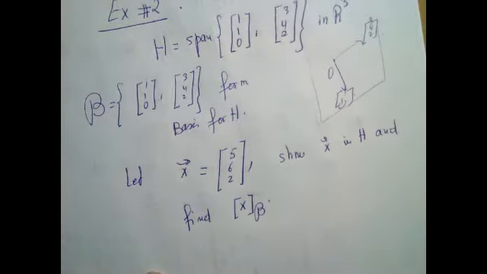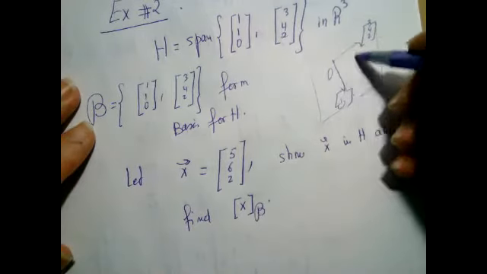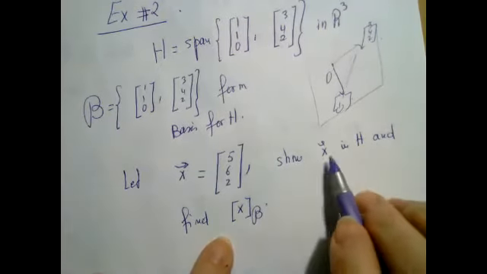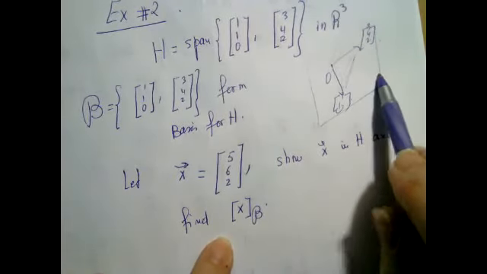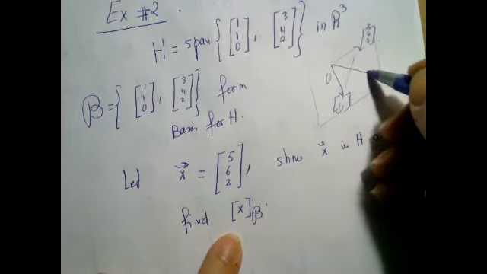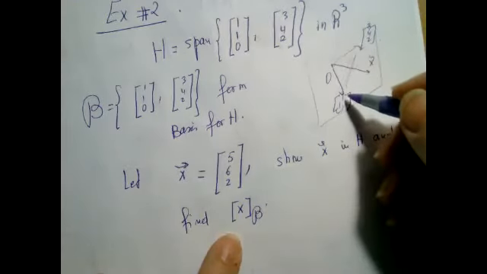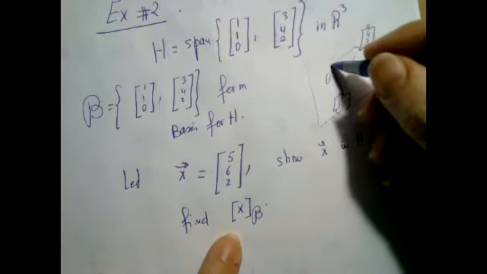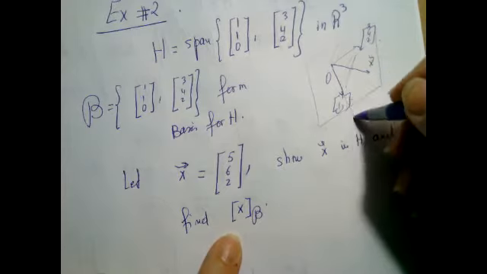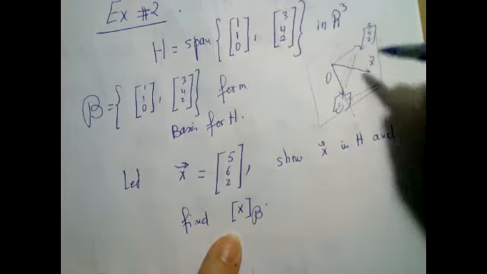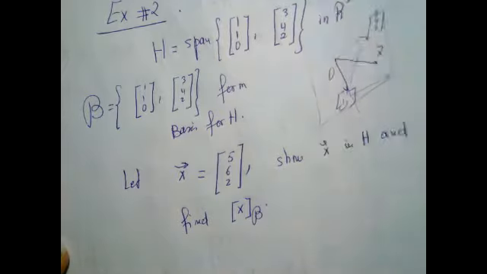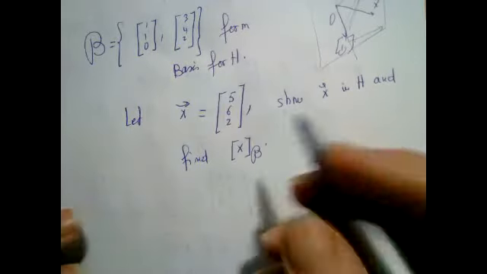Okay, so basically it's the same idea. My H now is a subspace, which is a plane, and I have a vector X. I'm asking you to show that X is in H, meaning in the span, and find its coordinate with respect to the basis. It means if you want to go from 0 to X, following 1, 1, 0 and 3, 4, 2, how many units you have to go in each direction. So I'm writing X as a linear combination, and those weights will be called the coordinate of X with respect to the basis B. So let's do that.